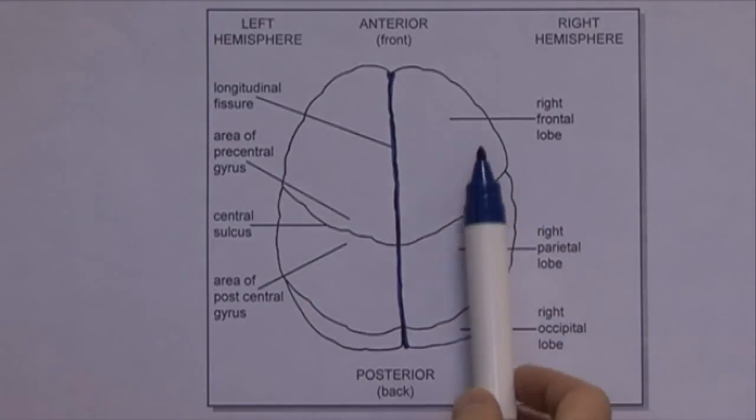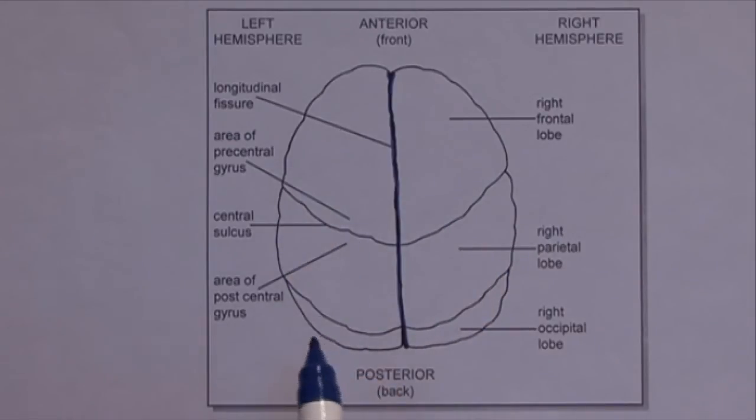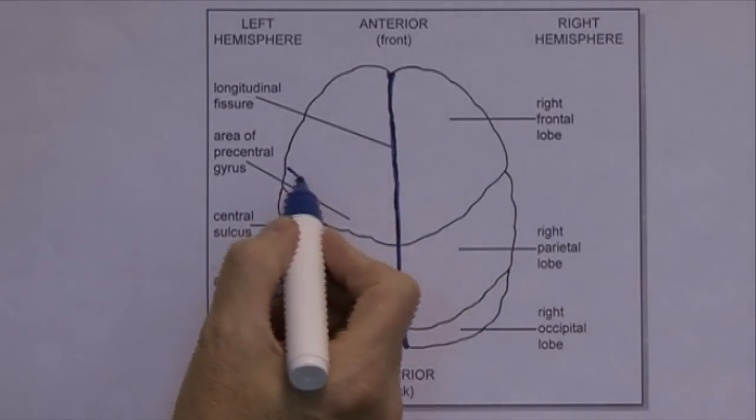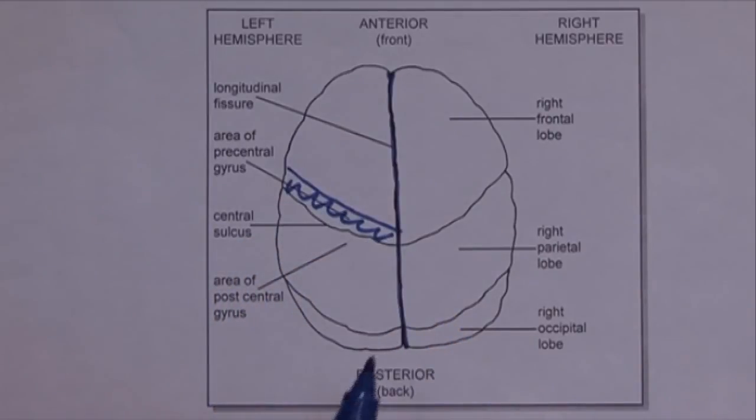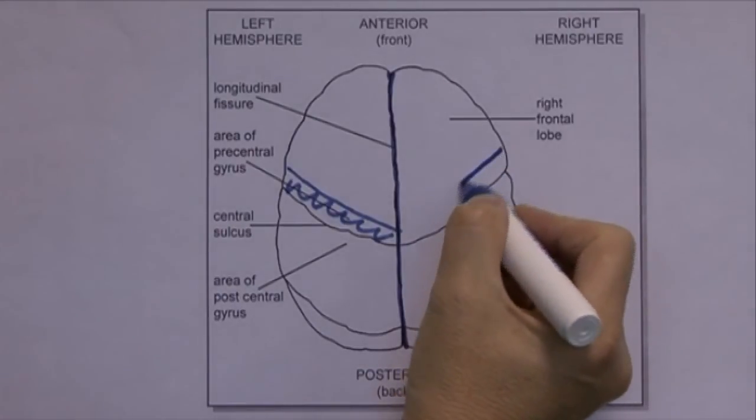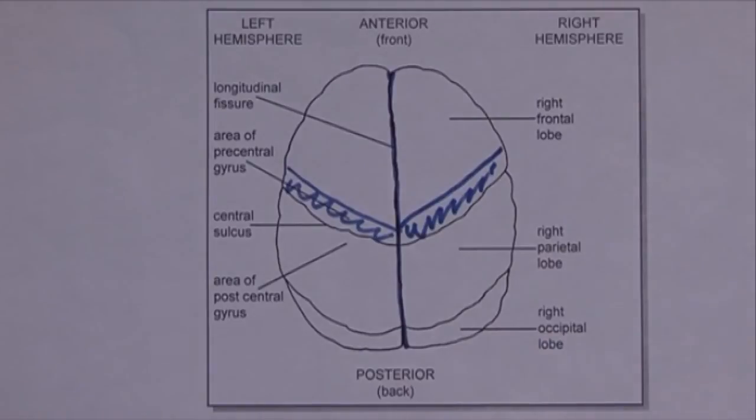So this is the right frontal lobe here and the left frontal lobe here. So that means this area here is the motor cortex. That's the left motor cortex, so it's controlling the right hand side of the body. This is the right motor cortex, so it's controlling the left hand side of the body.